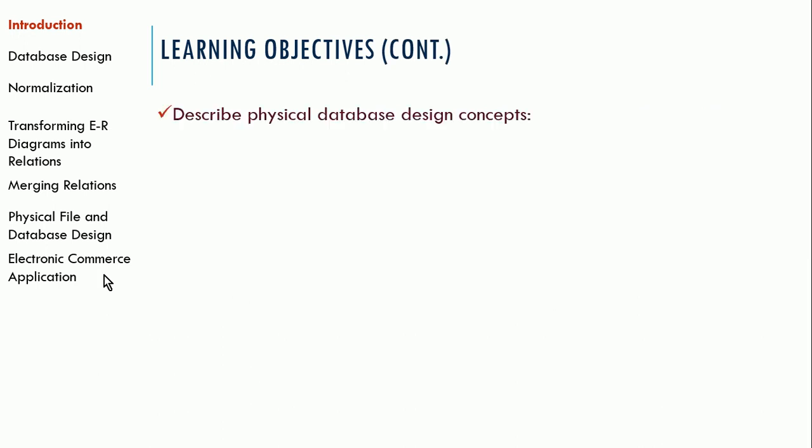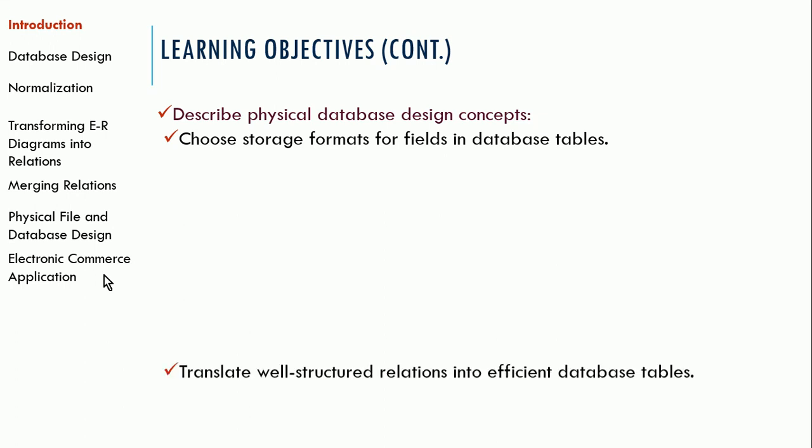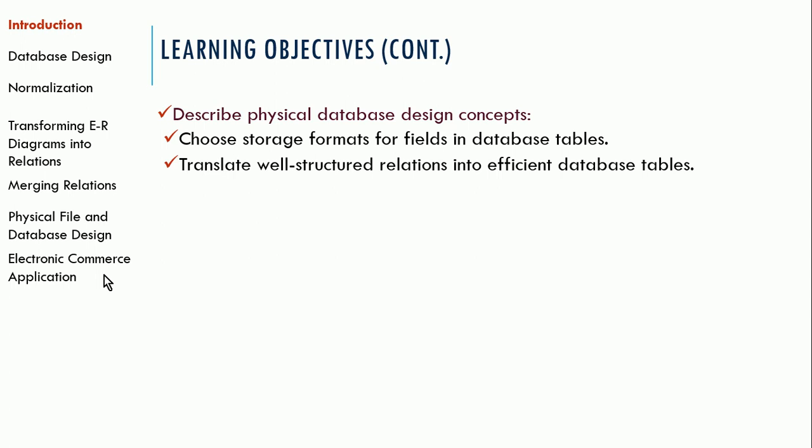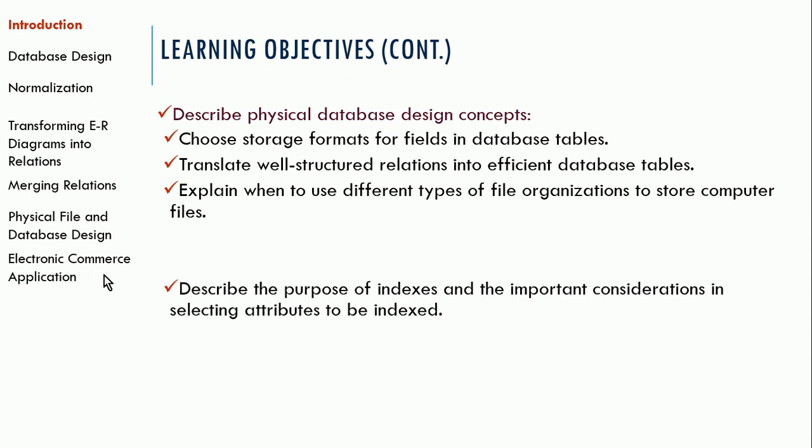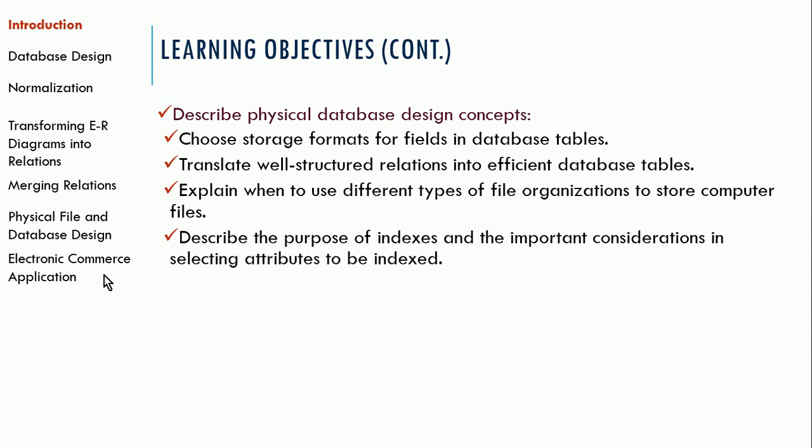We're also going to describe the physical database design concepts, which are choosing storage formats for fields in our database tables. So we'll talk about that. We'll talk about translating well-structured relations into efficient database tables, how to use different types of file organizations to store these files on the computer, and the purpose of indexes and the important considerations in selecting attributes to be indexed. I'll talk about what that is and why that's important. So really just how we convert that ER diagram into our actual physical database.